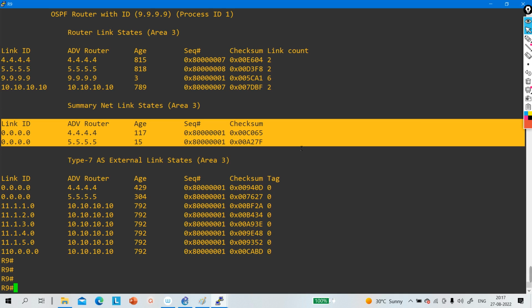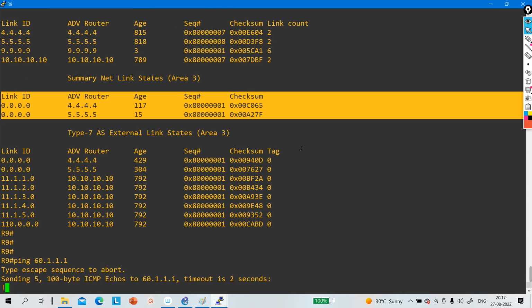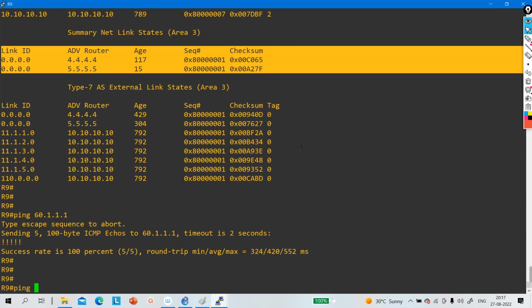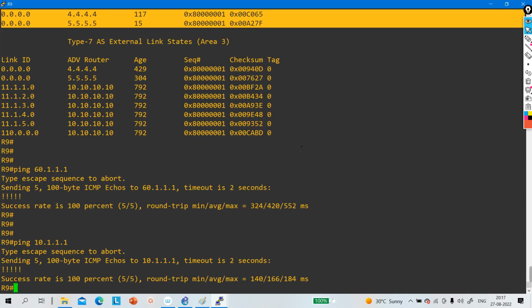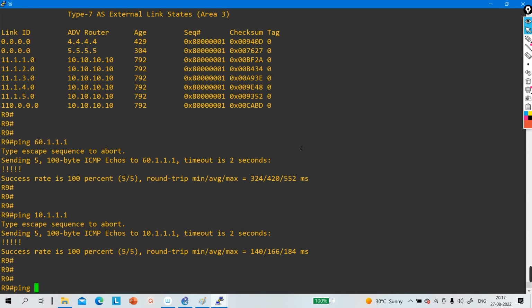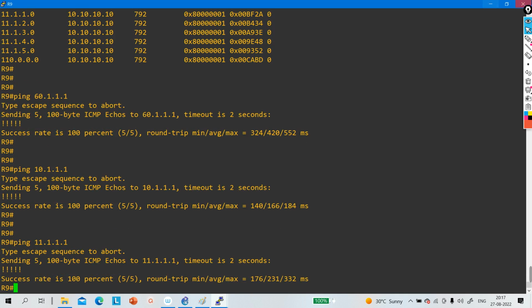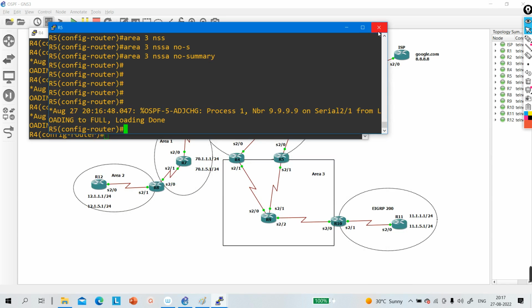So still, am I able to ping 60.1.1.1 or not? So see guys, yes, I am able to ping, right? Am I able to ping 10.1.1.1 or not, which is present in the backbone area? Yes, I am able to ping. Am I able to ping 11.1.1.1 or not, which is present in EIGRP 200? Yes, I am able to ping, right? So this is the area concept.